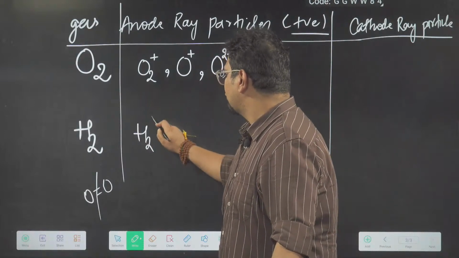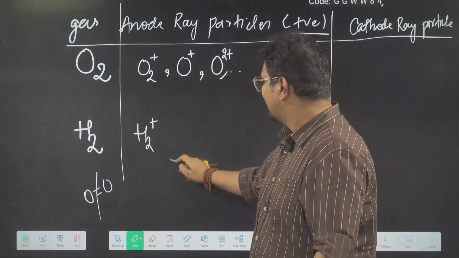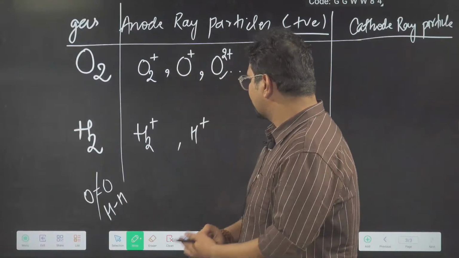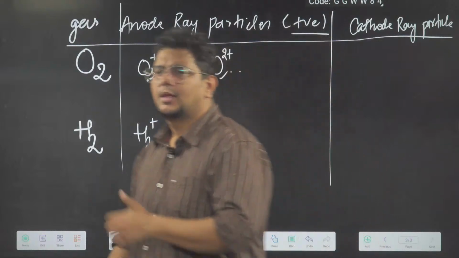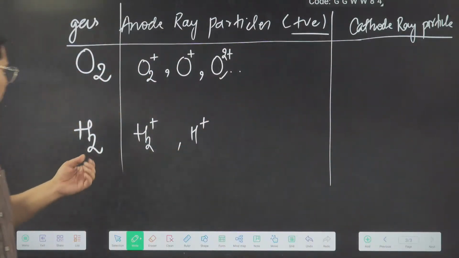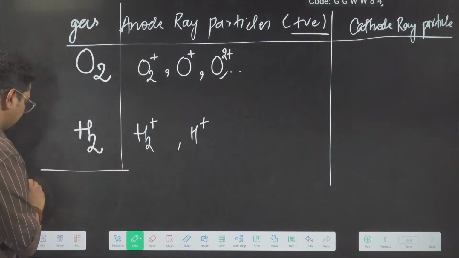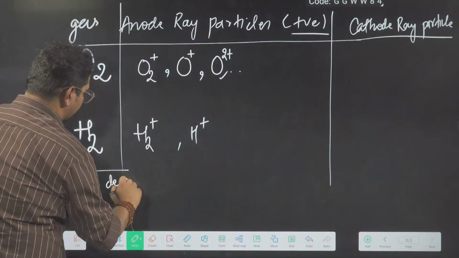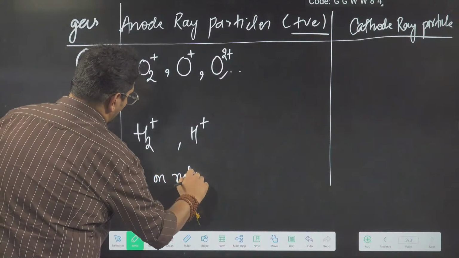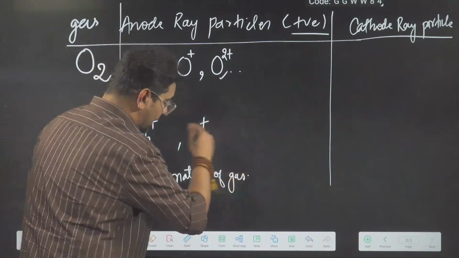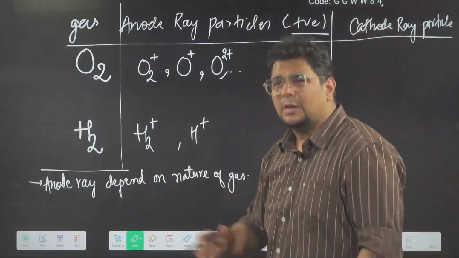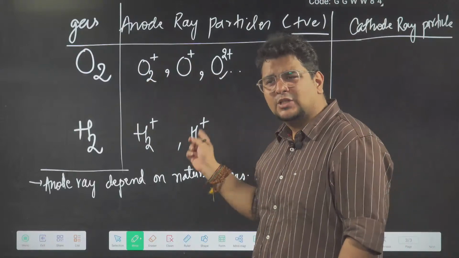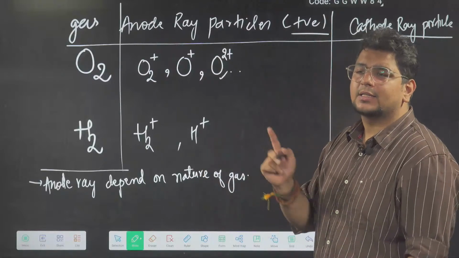Hydrogen, you can have H2 plus. Or maybe the HH bond will break due to collision. H can also release an electron and become H plus. Say bhai, anode ray particles clear? Important points here. Number 1, anode ray depends on the nature of gas. Say bhai, oxygen gas is there, so the anode ray particle is O plus, O2 plus. Hydrogen gas is there, the anode ray particle is H plus, H2 plus. So anode ray particles depend on the nature of gas.